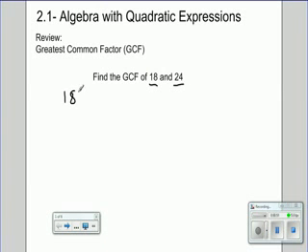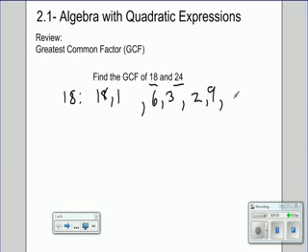So the factors of 18 are 18 and 1. They're 6 and 3. There's 2 and 9. If we check 4, 4 is not going to divide 18. 5 doesn't divide 18. And then we're already up to 6. So we checked 1, 2, and 3. Those all divided, and we get those results.